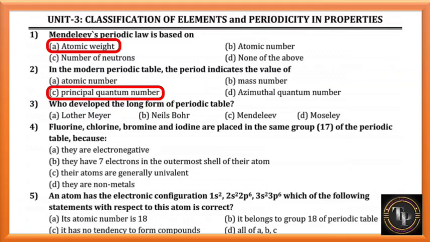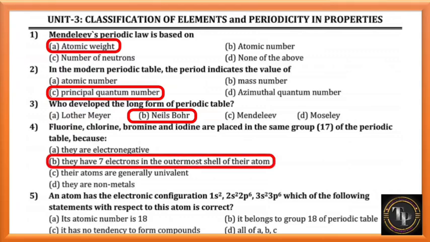Who developed the long form of the periodic table? Niels Bohr. Fluorine, chlorine, bromine, iodine are placed in the same group of the periodic table because they have 7 electrons in the outermost shell of their atom.